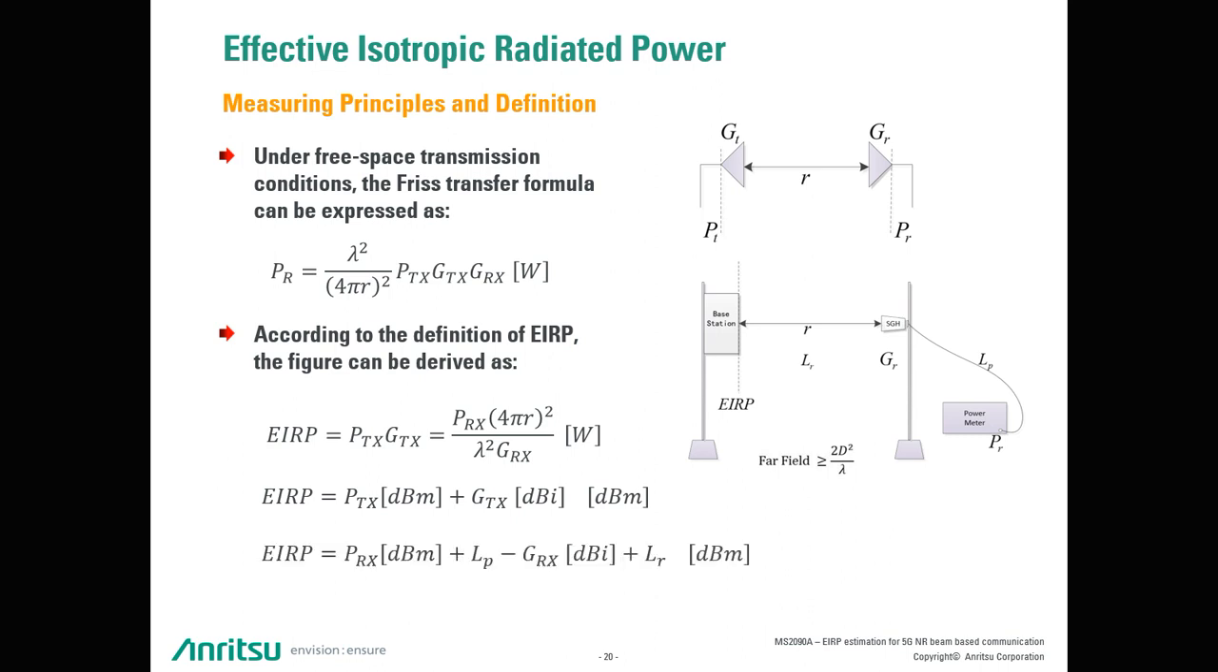From a receiver perspective, the same EIRP can be expressed as the received power plus the free space loss plus additional losses in the measurement setup like cables and connectors, minus the gain of the receiving antenna. This way, EIRP measurement is implemented in the MS2090A measurement feature. Finally, you can calculate the free space loss. Now you have everything on hand to come to some useful practical results.